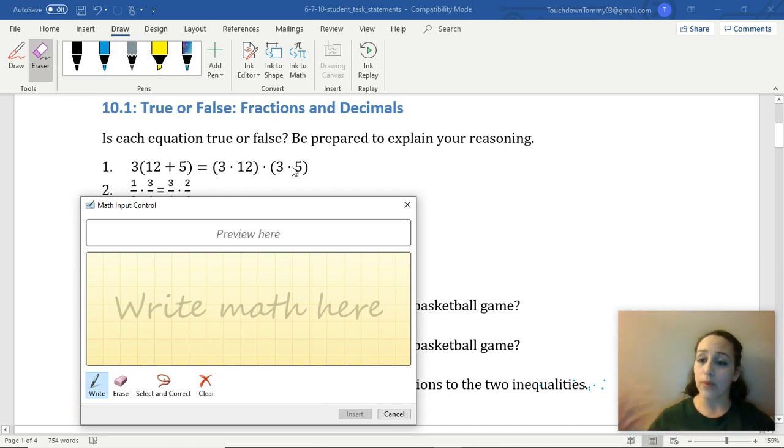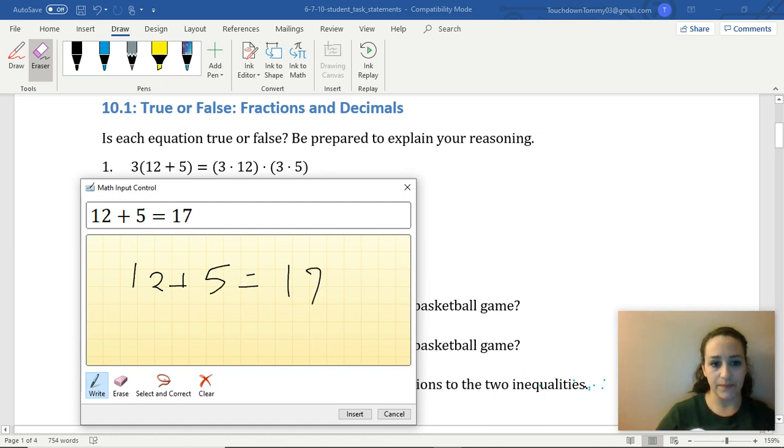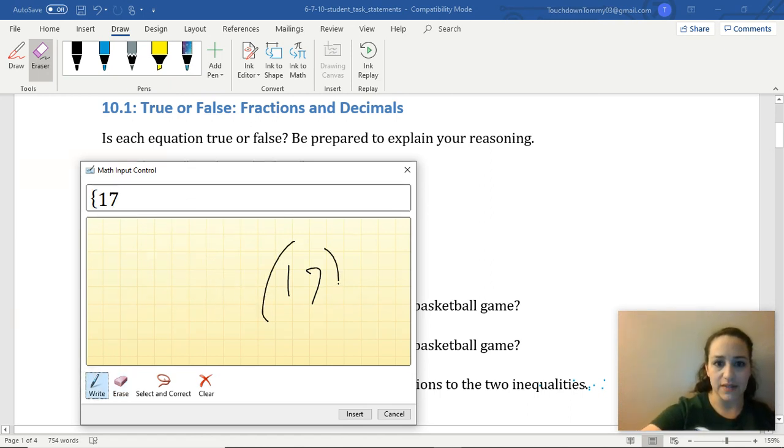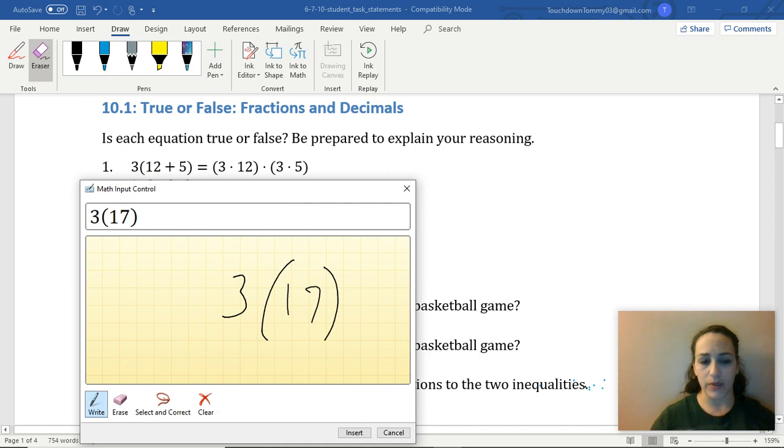So P being parentheses as the top step in the order of operations. I'm going to do what's inside the parentheses before I do anything else. So I'm going to start off with doing the 12 plus 5, which is, of course, 17. And 17 is then inside of a set of parentheses with a 3 attached to it. So that 3 is just sitting right next to that set of parentheses, which means that we have 3 of those.